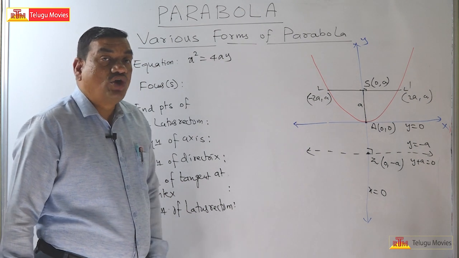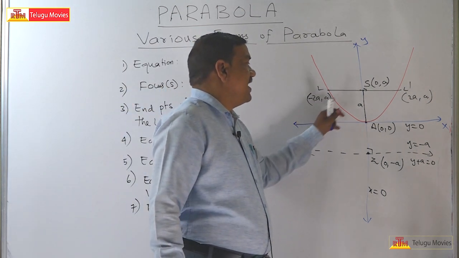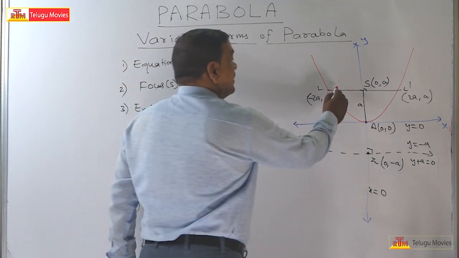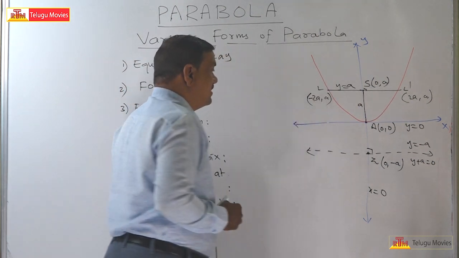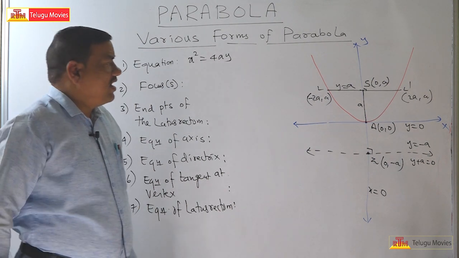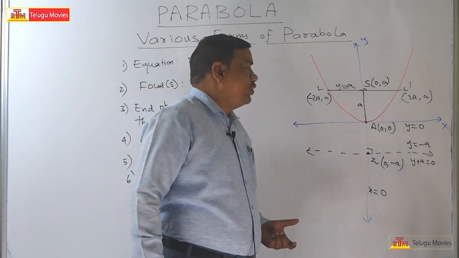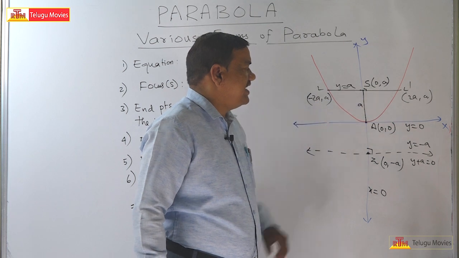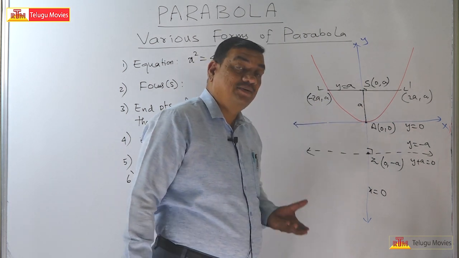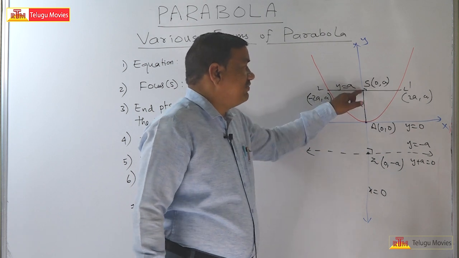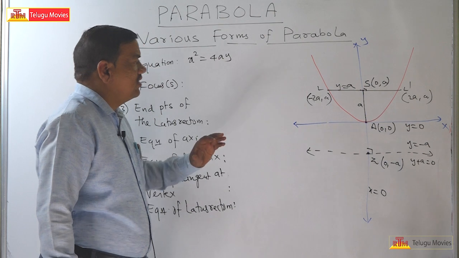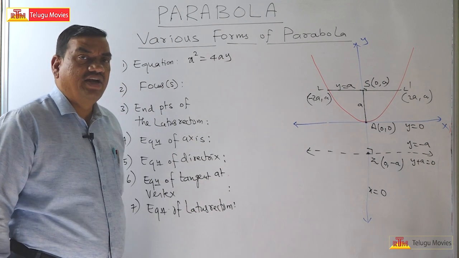Then the equation of the latus rectum. What is it? y is equal to a. That's why y is equal to a is the equation of the latus rectum. Next one, the length of the latus rectum is 2a. Distance between S and A is a, the distance between the vertex and the directrix is a, and the distance between the focus and the directrix is 2a. All those things are common, just like the previous parabolas.